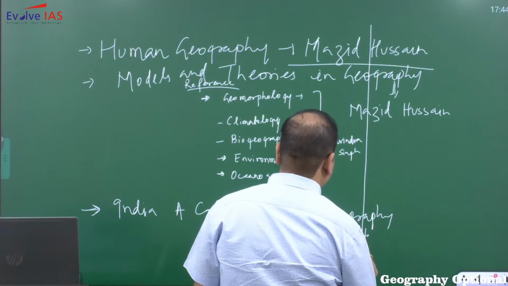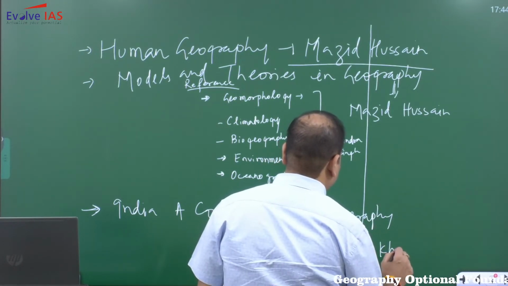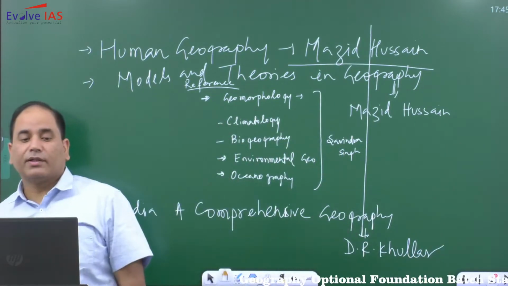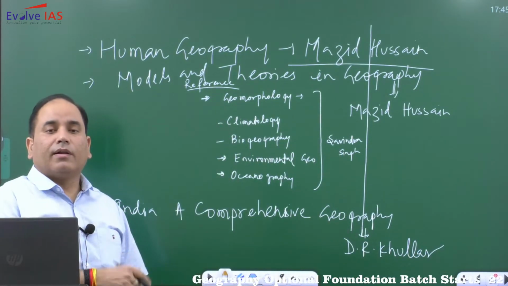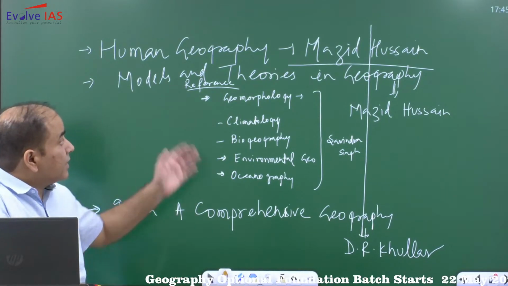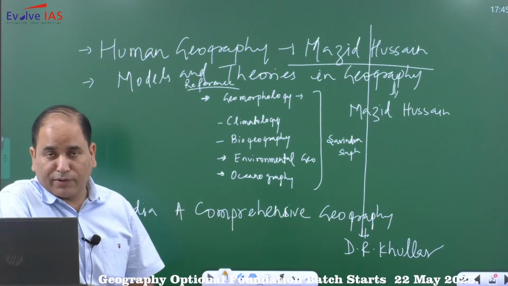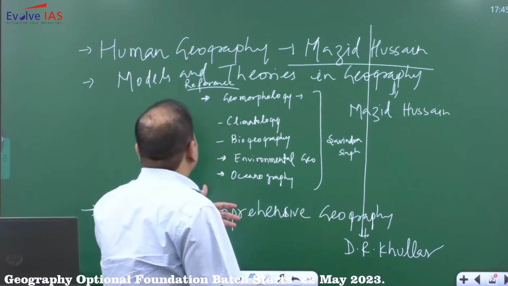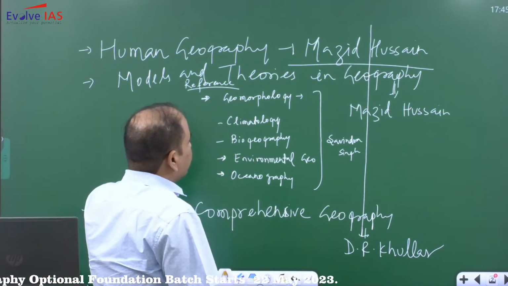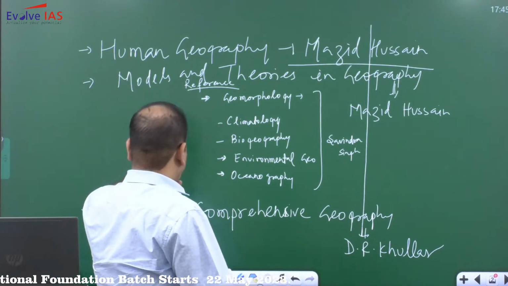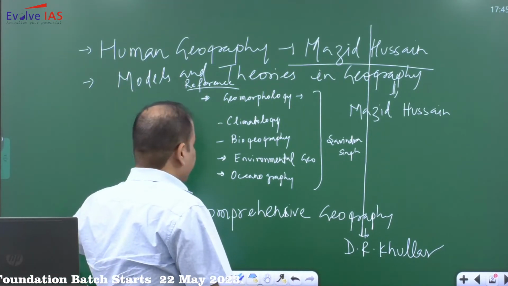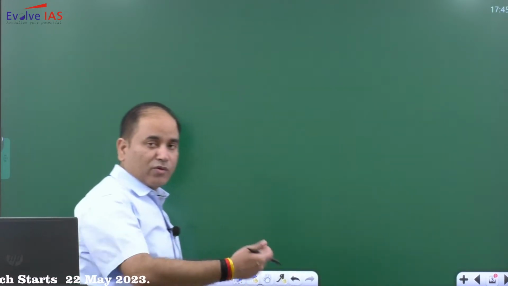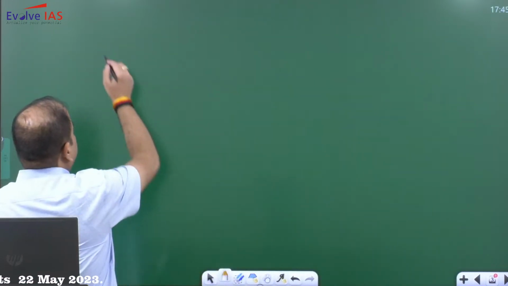By D.R. Khuller. So these are some of the basic reference books that you all need to have. For physical geography, these books: Models and Theories by Majid Hussain, Human Geography by Majid Hussain, India Comprehensive Geography by D.R. Khuller. Now, there are a few more books that you will need.